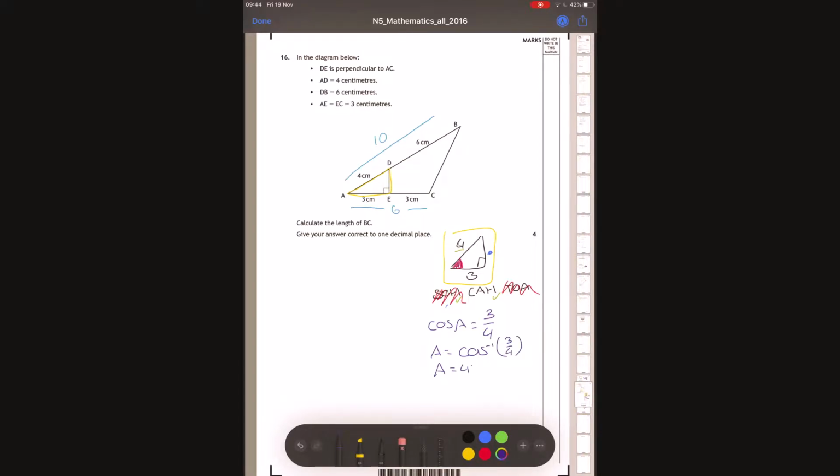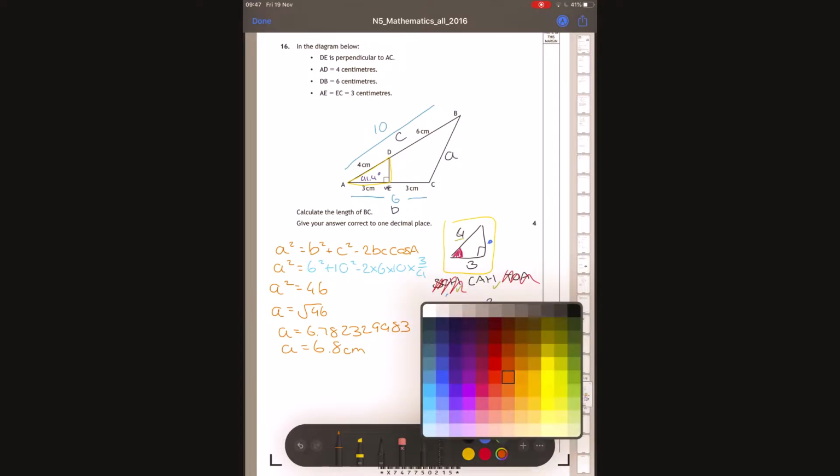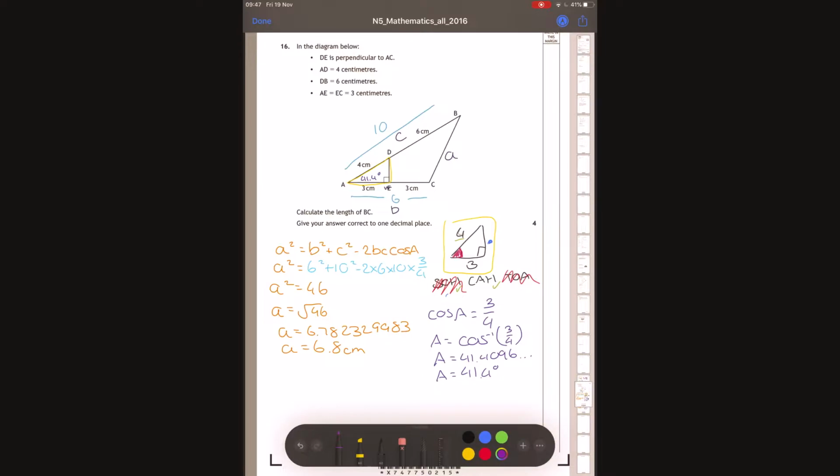So that gives me 41.4096, and so on. And I'm going to round it to 41.4 degrees, so 1 decimal place. So the final step in this is to use the cosine rule, which is on your formula sheet, so that's just what I've done there. So a squared equals b squared plus c squared minus 2bc cos of A.